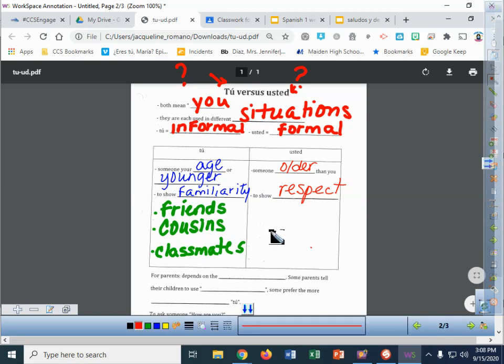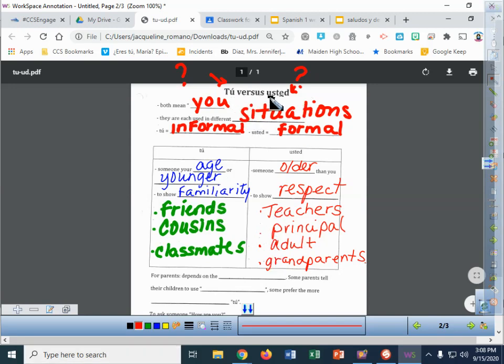So when do I use usted? Well, I will use it when you're talking to your teachers because you have to be respectful to your teachers, to your principal, to any adult. And in Spanish-speaking countries, it's very important to keep that line of respect with your abuelitos, your grandparents. So I'm going to write grandparents. Okay, so these are some examples.